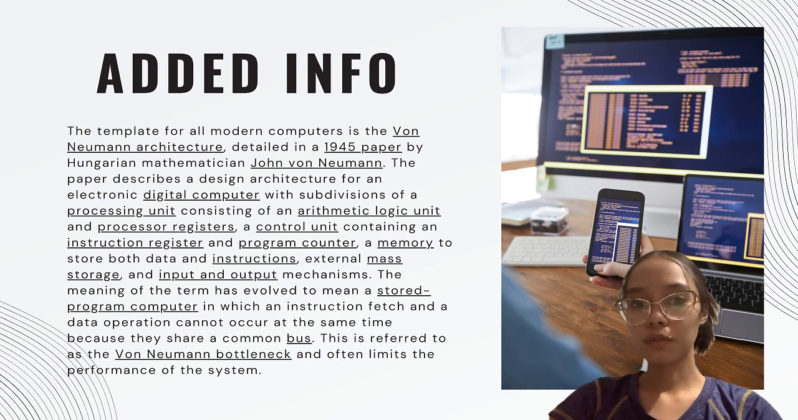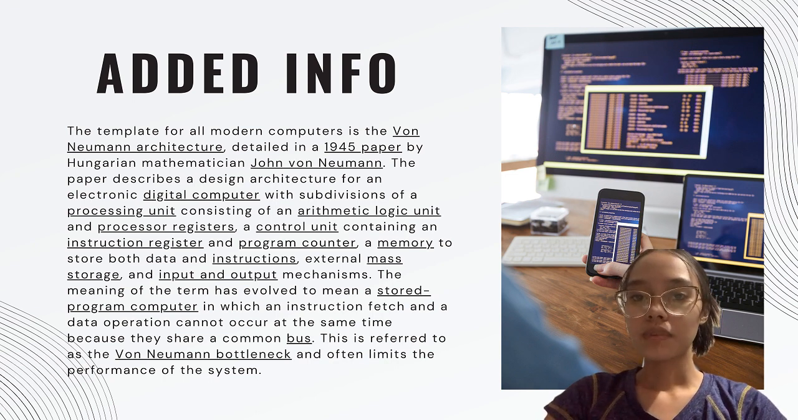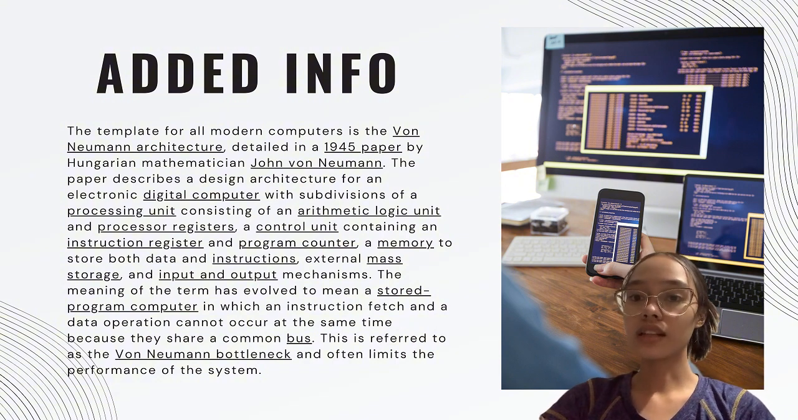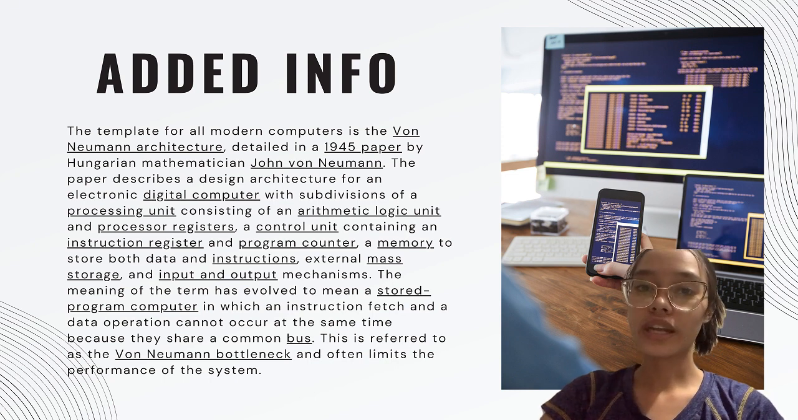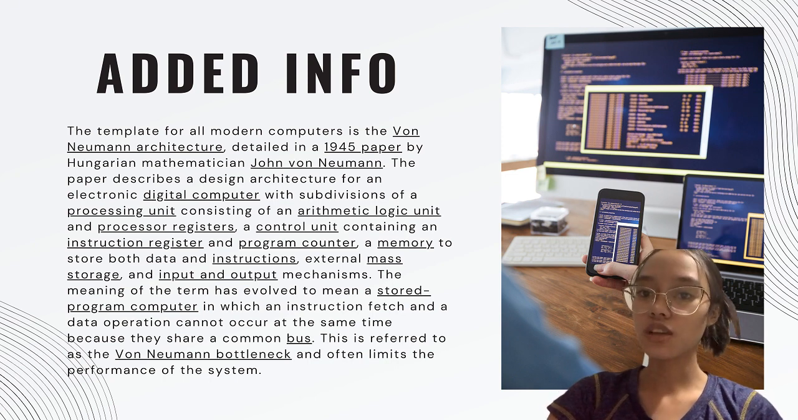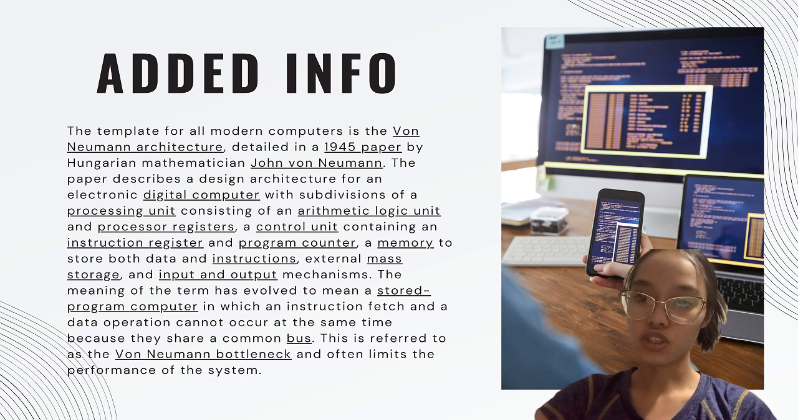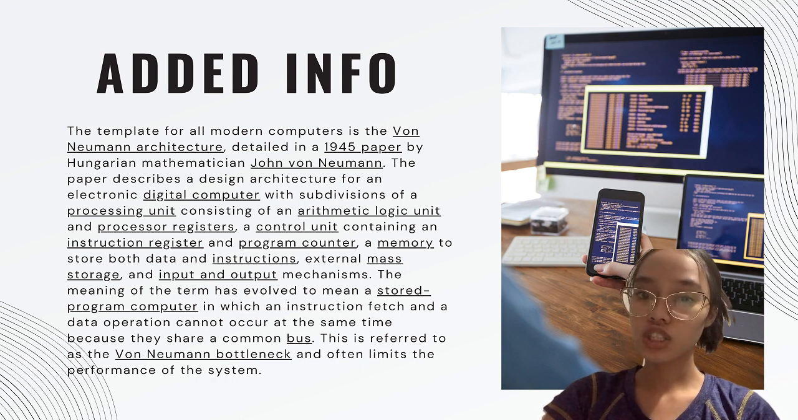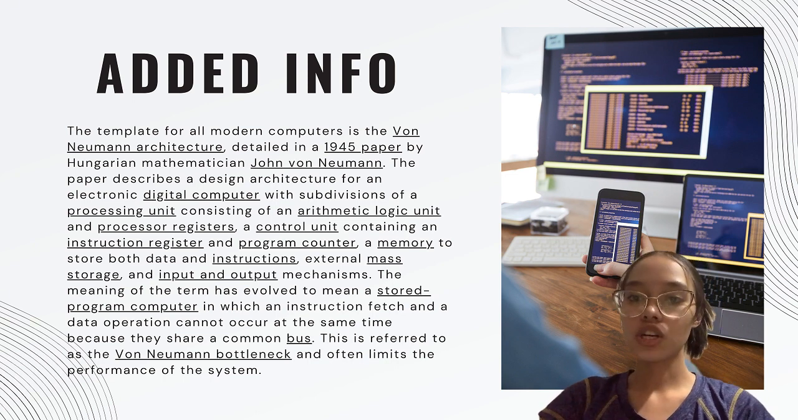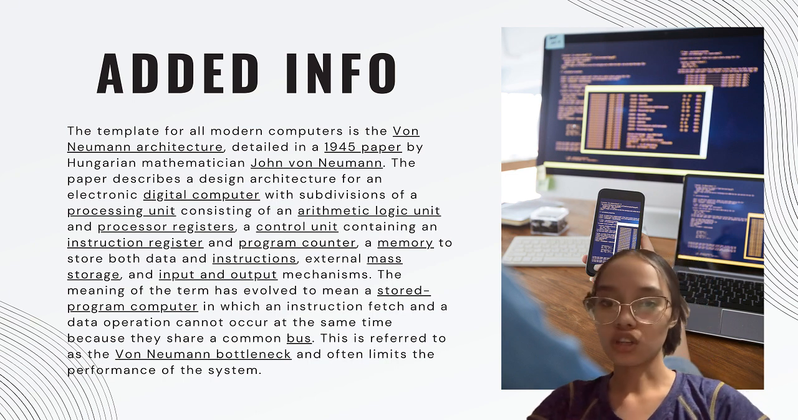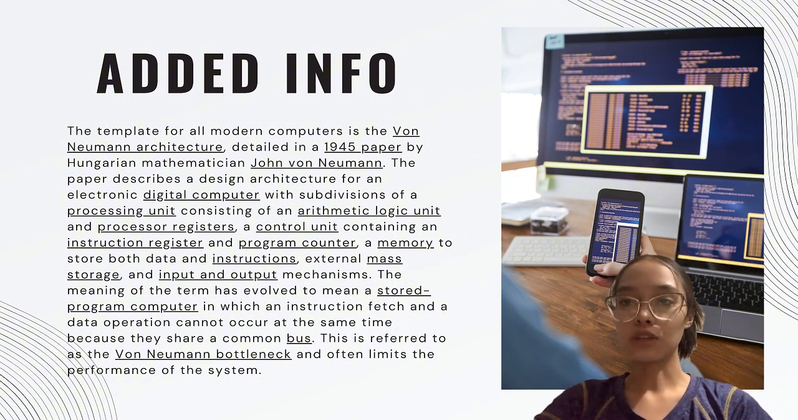And another information, the von Neumann architecture provides the instructions for performing tasks. The template for all modern computers is the von Neumann architecture. It is detailed in a 1945 paper by Hungarian mathematician John von Neumann. The paper describes a design architecture for an electronic digital computer with subdivisions of the processing unit consisting of an arithmetic logic unit and processor registers, a control unit containing all instructions, register, and program counter, a memory to store both data and instructions, external mass storage, and input and output mechanisms.